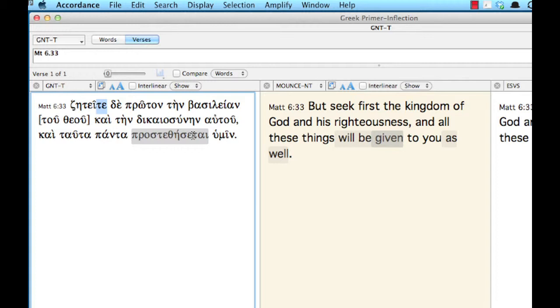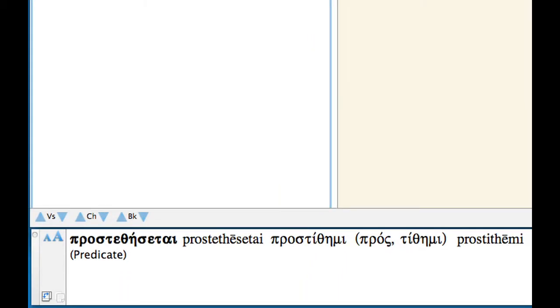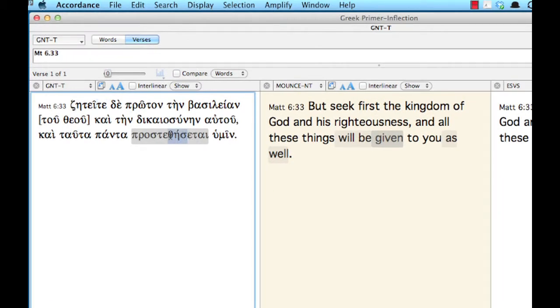Now I should mention, just in the interest of inflection, that what's going on here, if you look down at the lexical form, you can see the lexical form is prostithemi. Well, this word has been really modified, hasn't it? It's been really inflected. And the theta, eta, sigma is telling you that it's future passive, and the etai is telling you that it's a third person singular. So the subject has to be third singular, but the meaning of the verb is future passive. And so the verb inflects in order to get that across. It will be given to you.